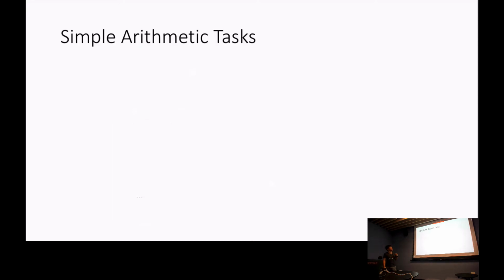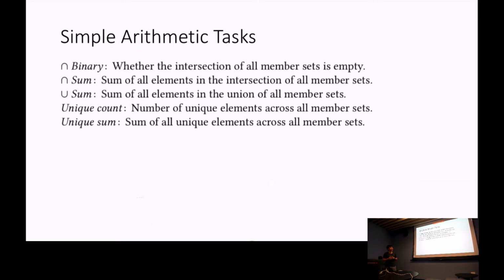For the experiments of this paper, they conduct experiments on four different tasks. The first one is a simple arithmetic task, where they try five different arithmetic operations. The first one, binary, finds the intersection of the sets. Given multiple sets, the output is the intersection of those sets, and then they sum all the elements in the intersection. Similarly, they sum all elements in the union. Union is another operation that operates on sets, so you find the union of all the sets and then sum all the elements inside.